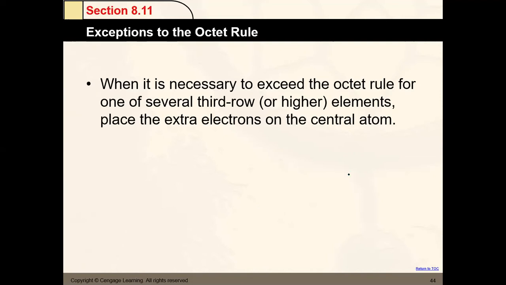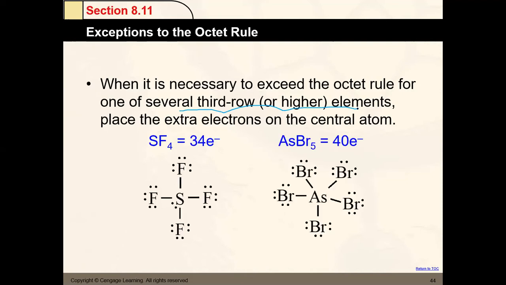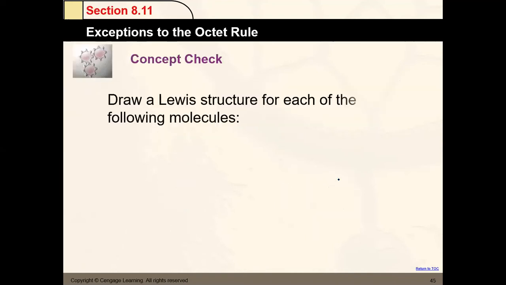When it's necessary to exceed the octet rule, for one or several third-row elements, so when you have higher elements, like big elements, for example sulfur, arsenic, these guys tend to expand the octet. For example, you will see here sulfur. Sulfur in this case has 2, 4, 6, 8, 10 valence electrons. How can you have 10 electrons? Arsenic has 2, 4, 6, 8, 10. How can these elements expand the valence electrons? Well, because they belong to the third row of the periodic table.